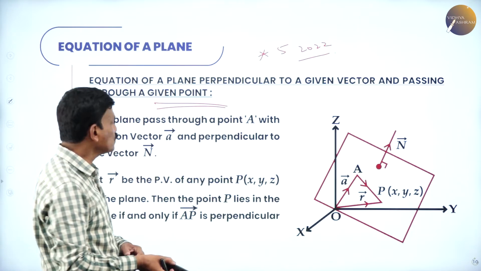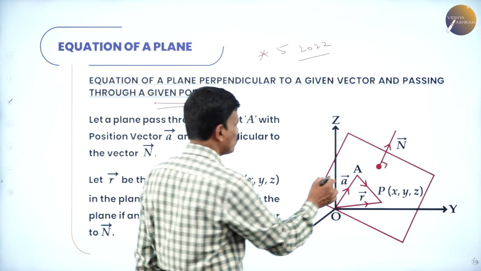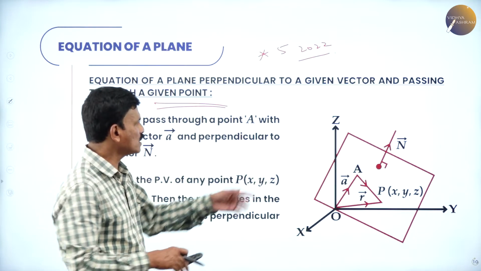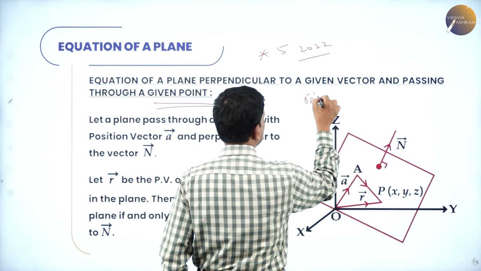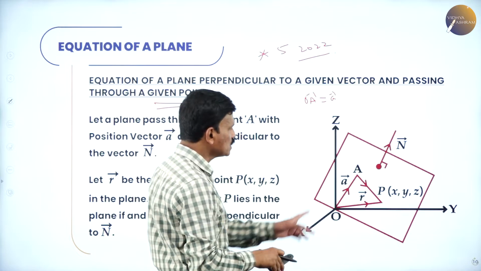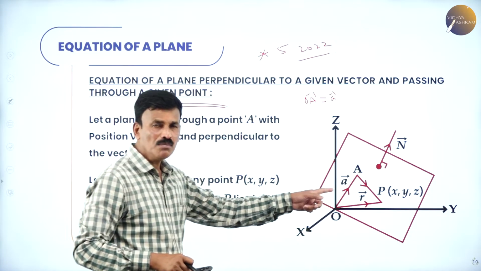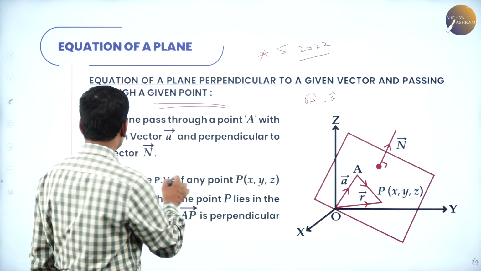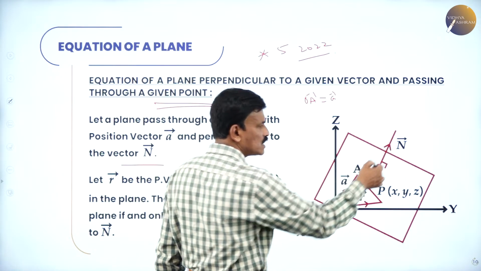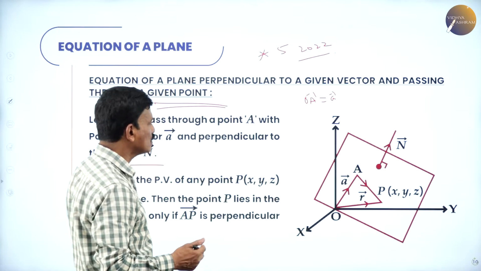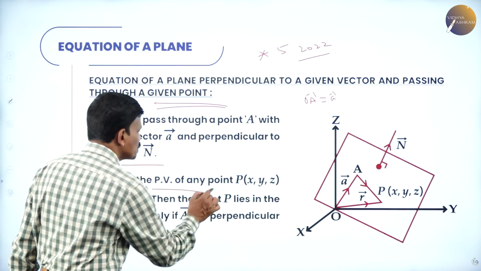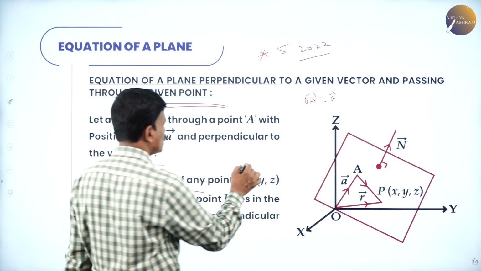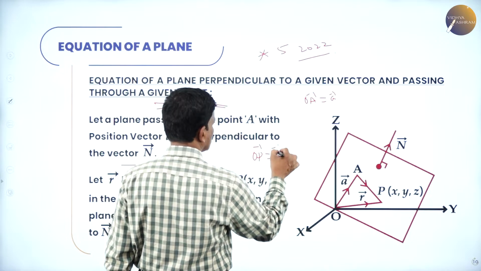Now let us draw the diagram. Let a plane pass through a point A whose position vector is vector OA equal to vector a, and this plane is perpendicular to the vector n. And let r be the position vector of any arbitrary point P(x, y, z), so that vector OP is equal to vector r.